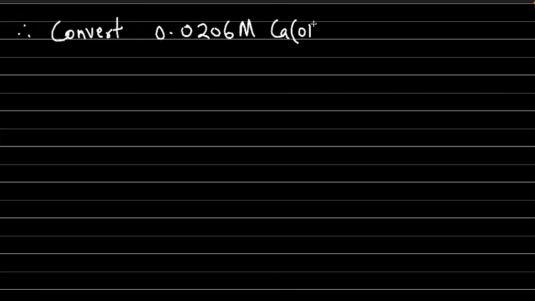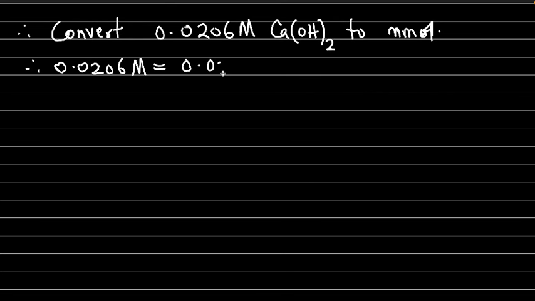So I'll come here. I'll say convert 0.0206 molar calcium hydroxide to millimole. Now recall that this 0.0206 molar is the same thing as 0.0206 millimole per mil, because this milli can cancel this guy, leaving us with mole per liter, which is the same thing as the molar.